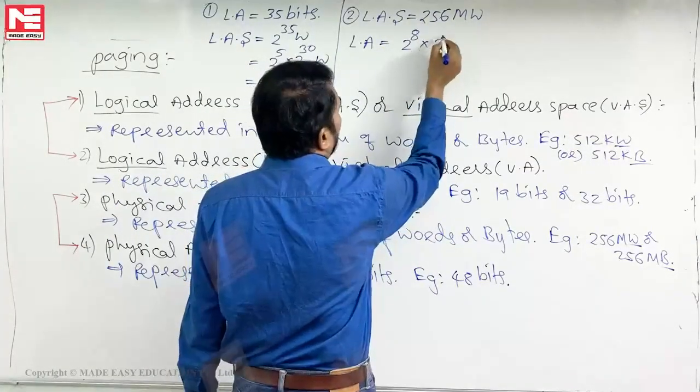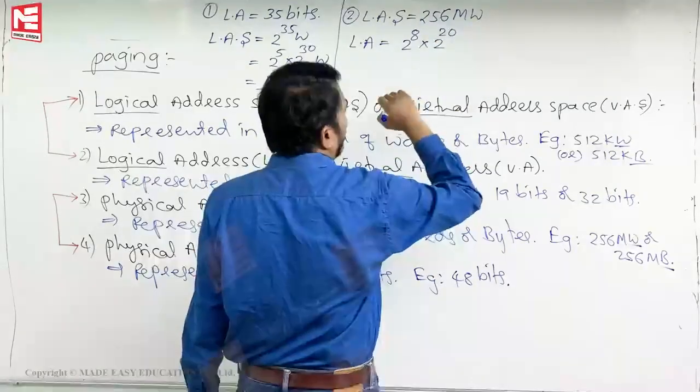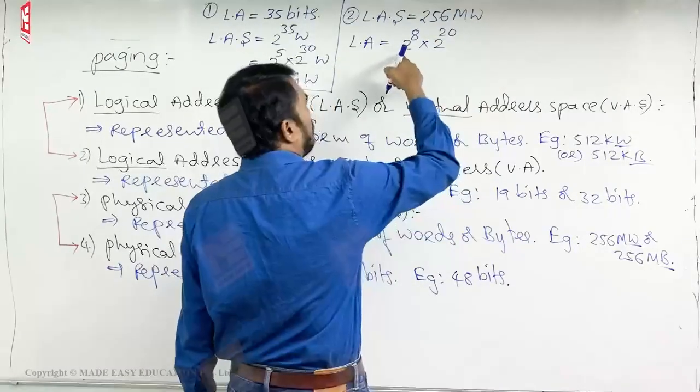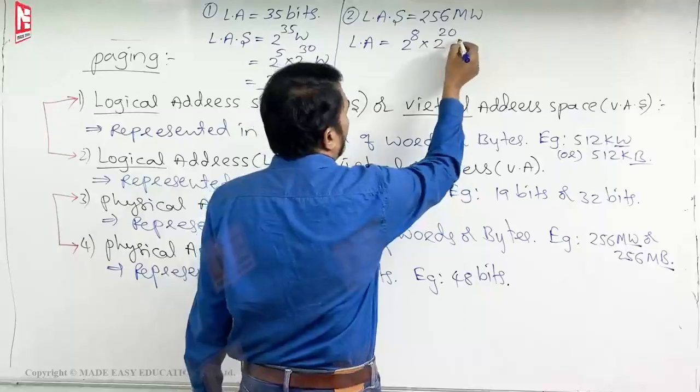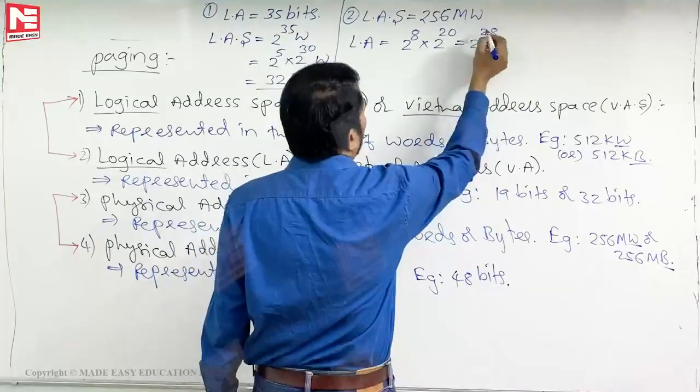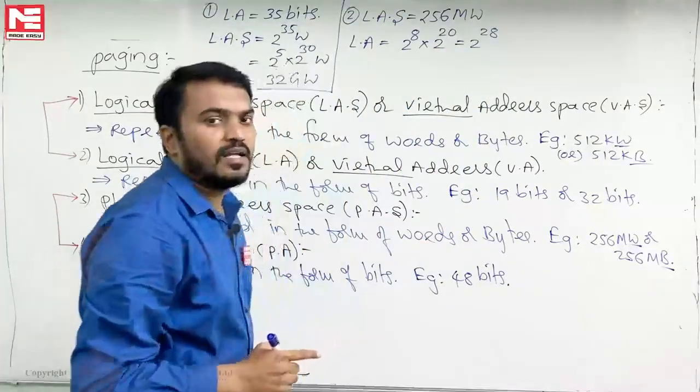So mega means 2 power 20. You will not do anything for W. That is just a representation. So 2 power 28. अगर आपको bits चाहिए, logical address हमेशा bits में होगा. Then what you have to do?